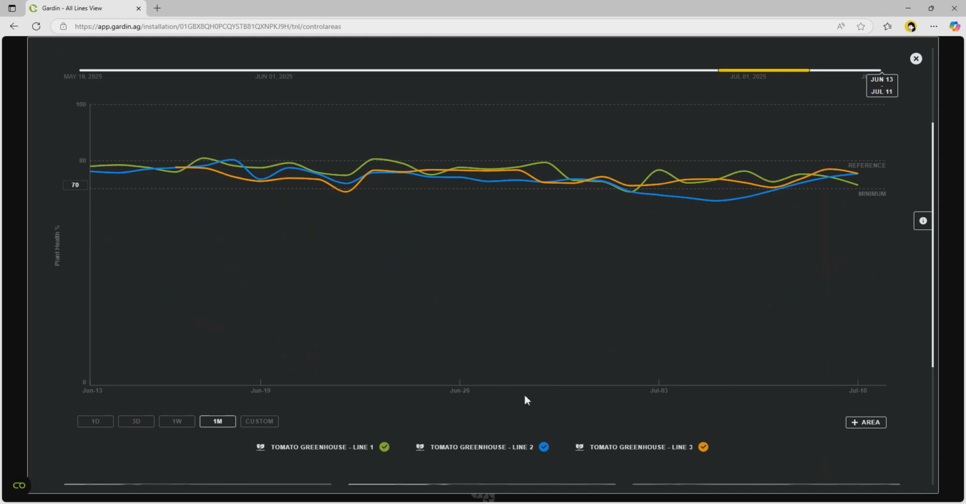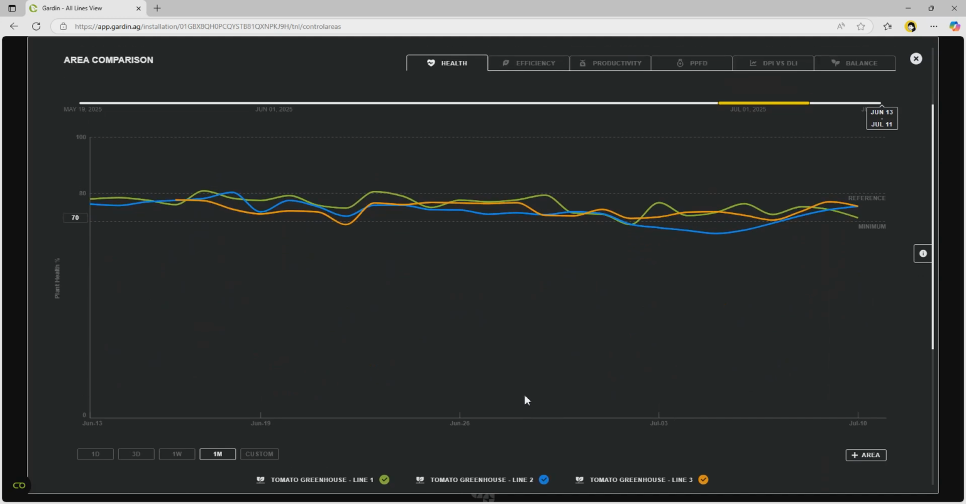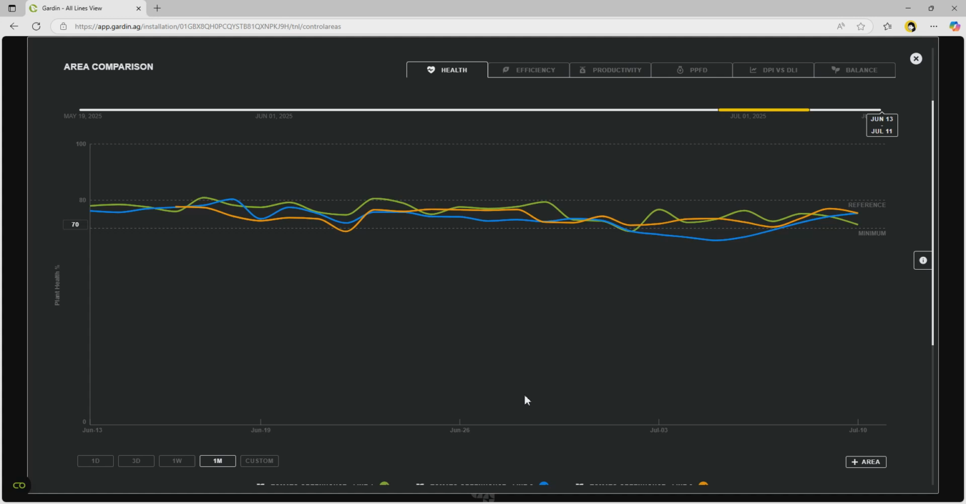Over the same time, we can see the health of the plant has dropped, which was likely caused by this assimilate imbalance. Health is a good measure of how resilient the crop is to stress. Gardin's growing partners average 80% and aim to exceed that. If it drops below 70%, you should take action. The plant is struggling to sustain itself and yields will likely suffer, through fruit or flower abortion.